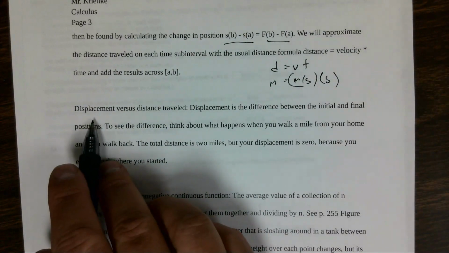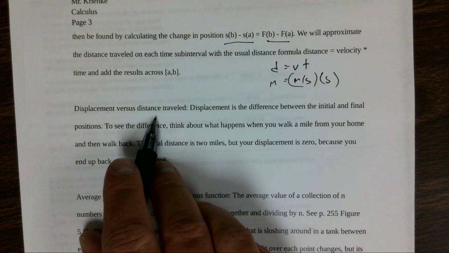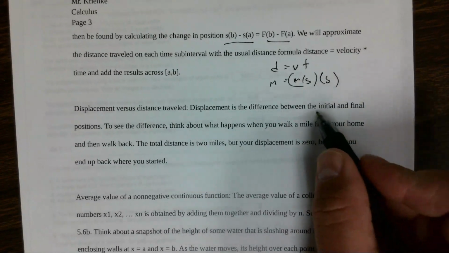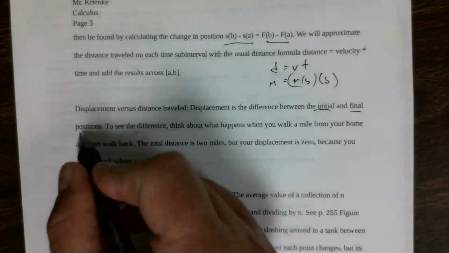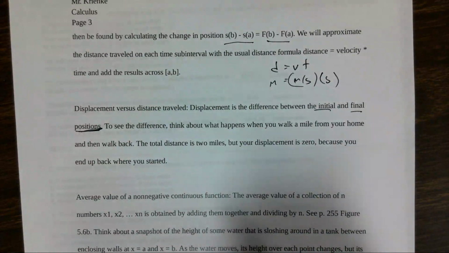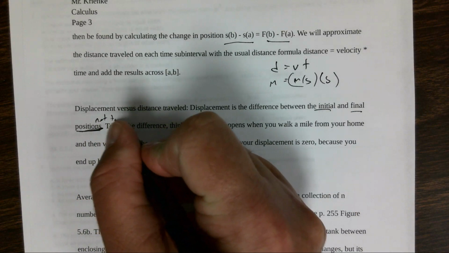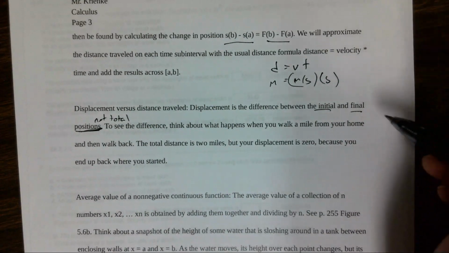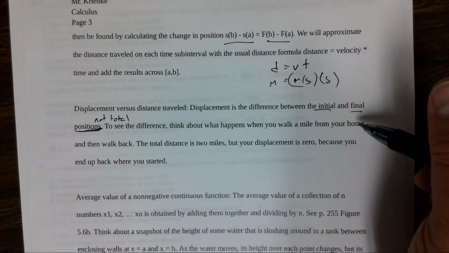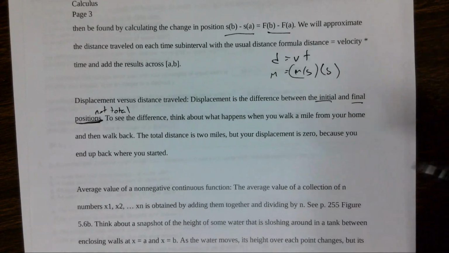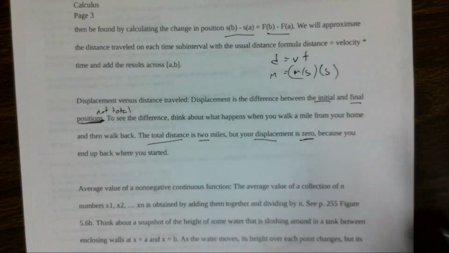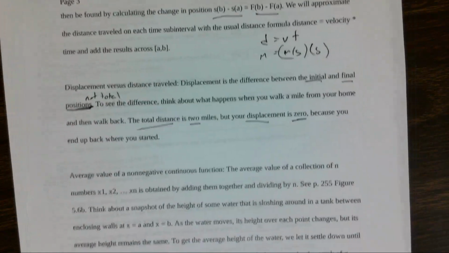Also, we're going to talk about displacement versus distance traveled. Displacement is the difference between the initial and final positions. It's not the total. To see a difference, think about what happens when you walk a mile from your home and then walk back. The total distance is 2, but your displacement is 0 because you end up where you started.